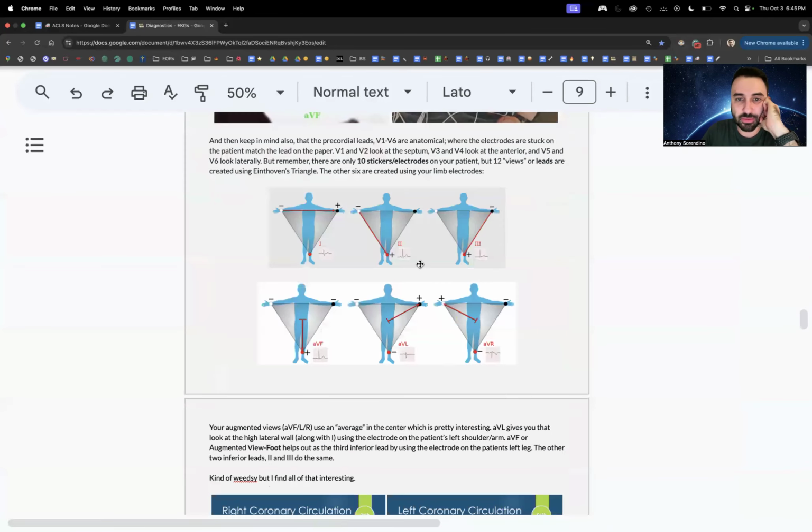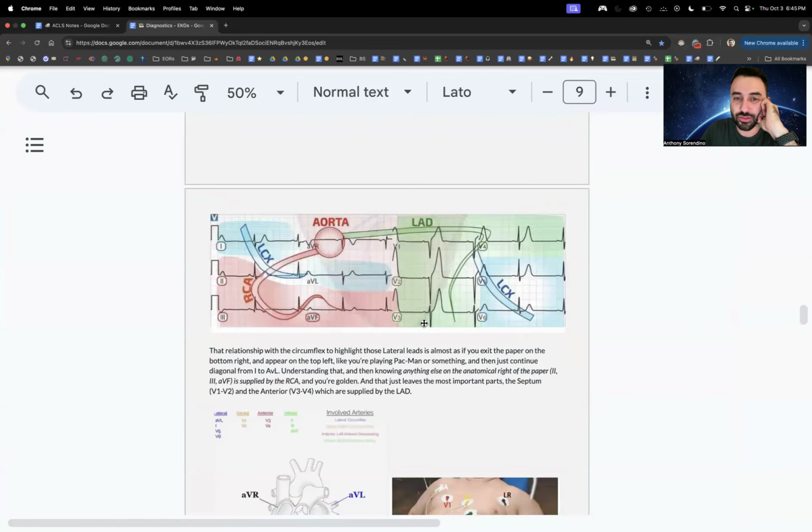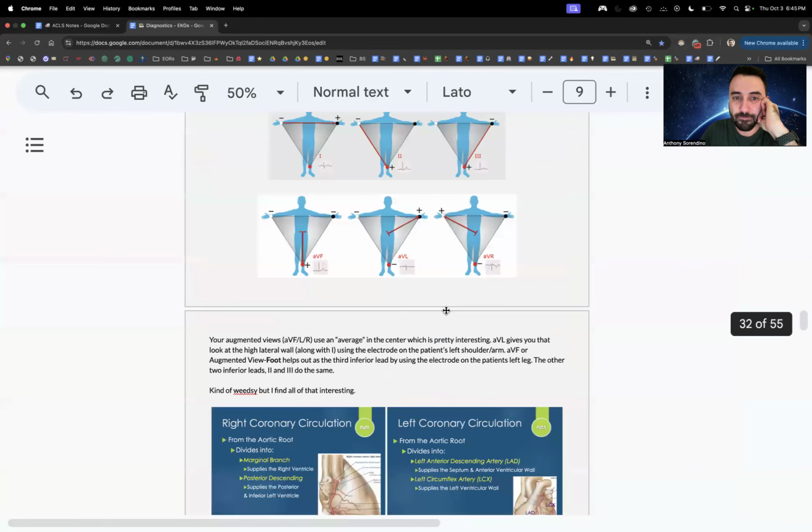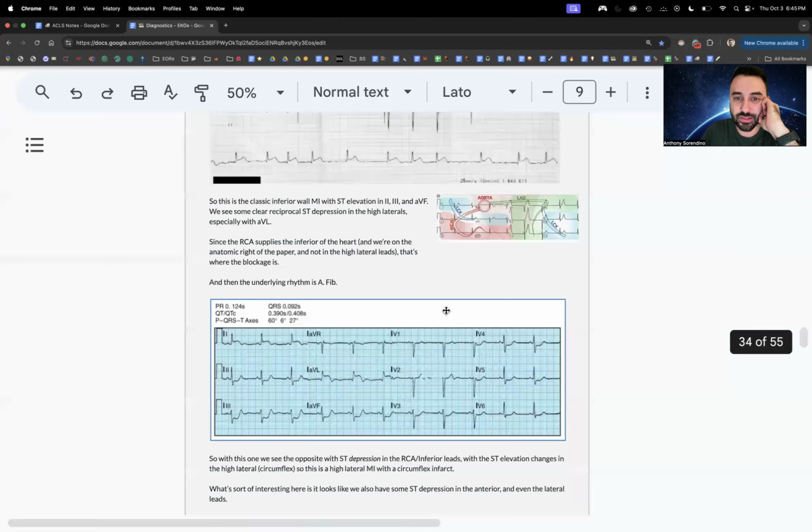12 leads. We already talked about this. Knowing this picture is just so absolutely important. Look for your ST depressions and stuff.